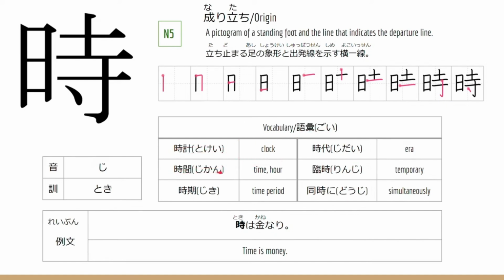clock. Jikan, this means time or hour. Jiki, this means time period. 時代, this means era. 臨時, this means temporary. 同時に, this means simultaneously. Now let's go into the example sentence. Toki wa kane nari. This means time is money.